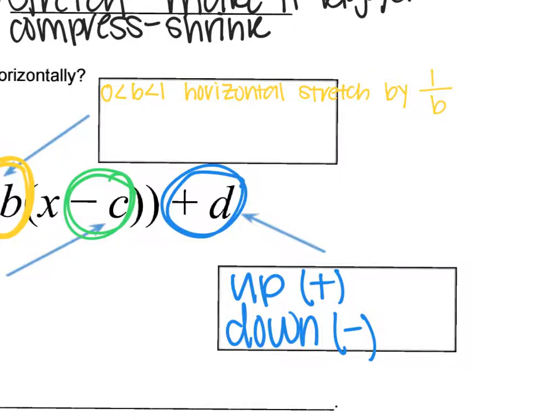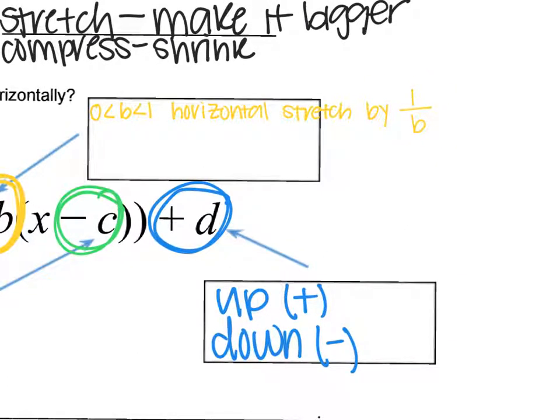So you're taking it by the reciprocal. So if it was 1/2, it would really be by 2. So it's stretching it because you're taking the reciprocal. Flip and switch. Remember that means flip and switch.